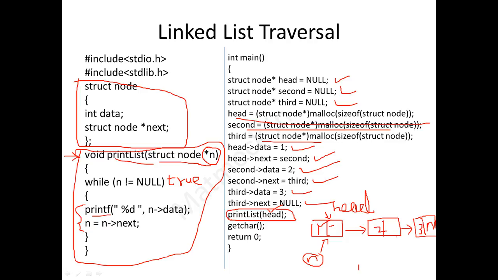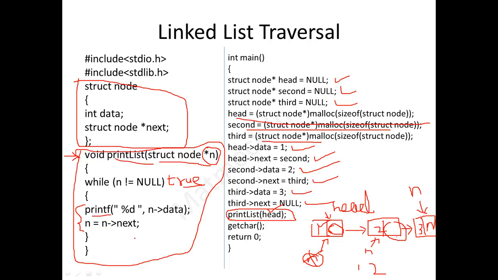What is n of next? This is the n of next part, and it is pointing to the second node. Now n will also point to the second node, and n will not point to the first node anymore. Now again check if n is null. As you know, n is pointing to the second node, so it is not null. Hence this condition is again true. Come inside and print the data. Now it will print 2. And again n is equal to n of next. This next part is pointing to the third node, hence n will point to this node.